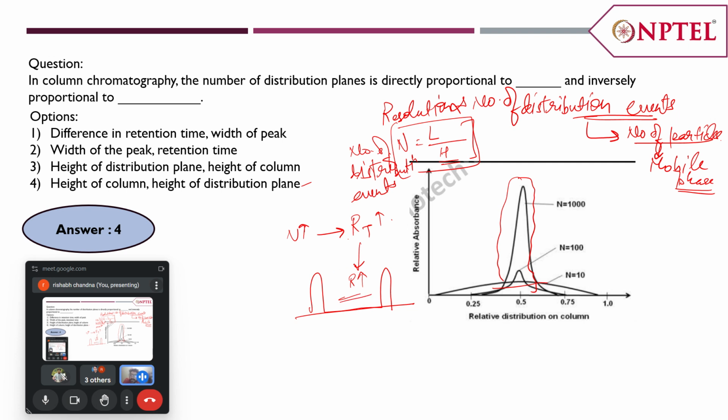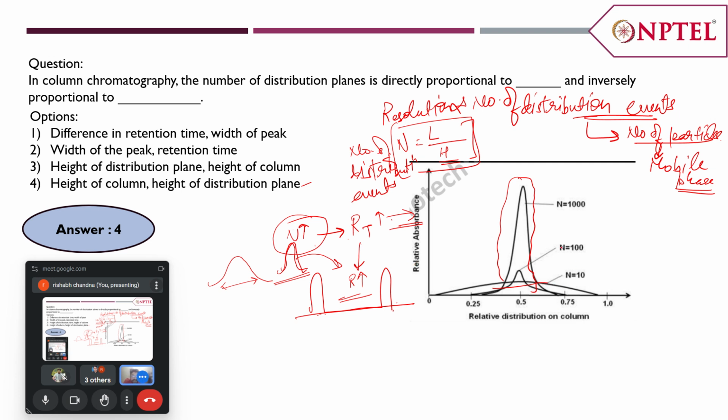And secondly, if the peak width is sharp, that means if this kind of peak width is observed, and this is a broad peak width. And if the peak width is sharp, that means it has separated easily, and this will also increase the resolution. So that's why resolution is directly proportional to the distribution events in that particular chromatography column. Okay, so now if the retention time is high, that means the difference between the peaks is more, and if the number of distribution plates is high, that also means that the peak height can also be more.